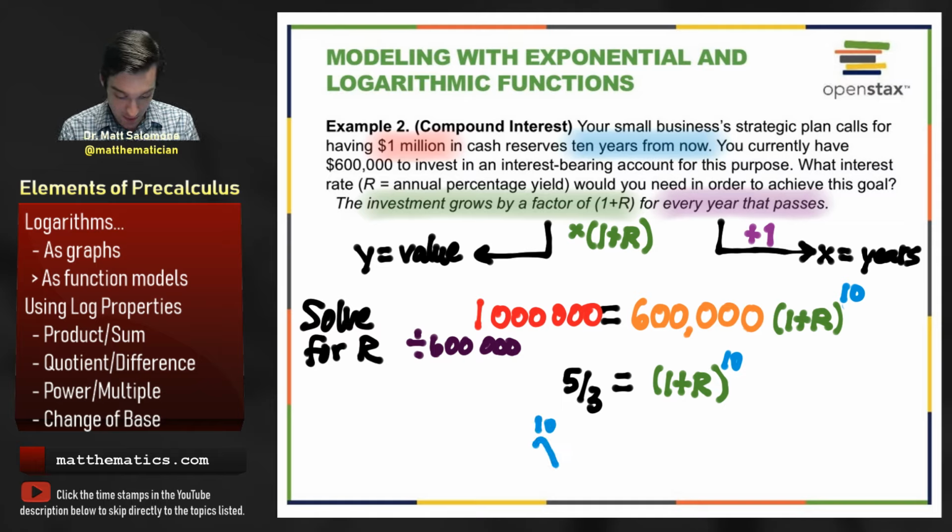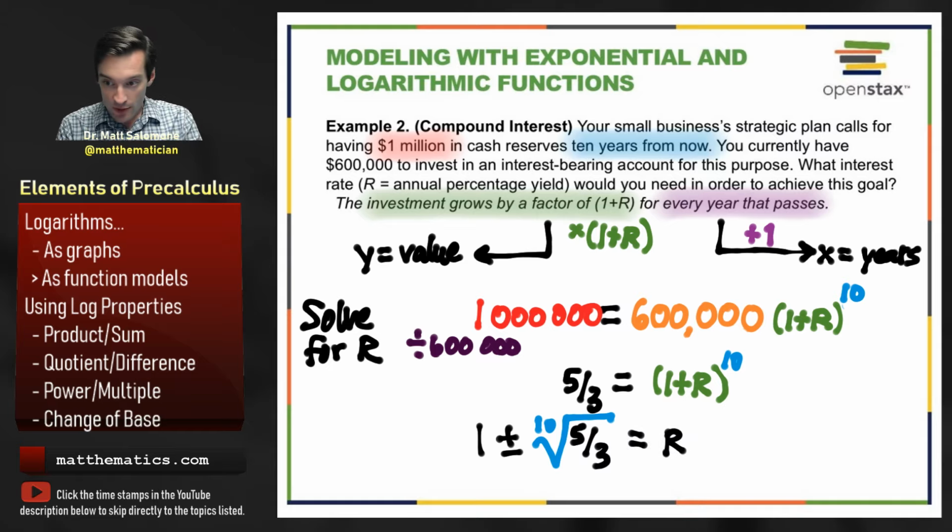Let's take a look at what that might be. So we had the 10th root of 5/3, and then we wanted to add and subtract that from 1. That's the value of r that we ended up with here. So I'll just compute that 10th root by taking 5/3 on my calculator and raising it to the power of 1/10. 1/10 is also known as 0.1.